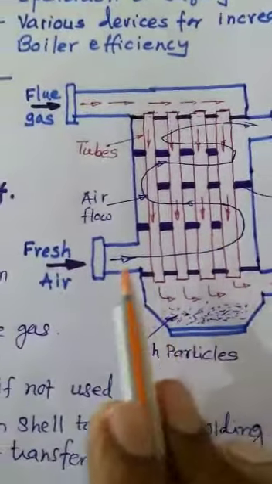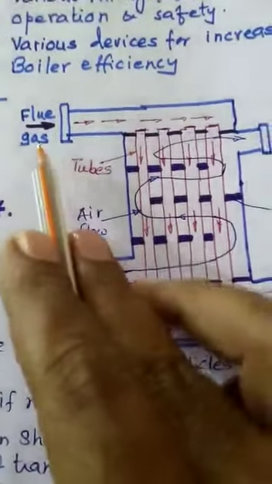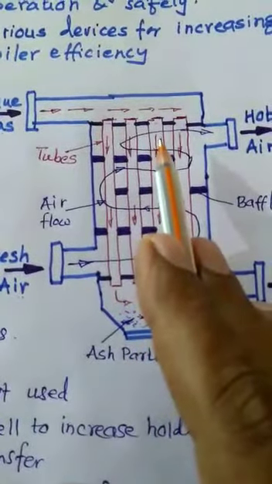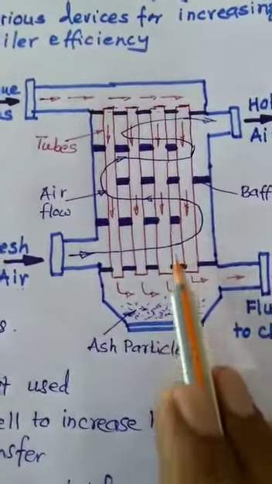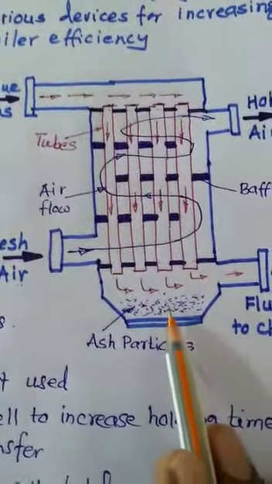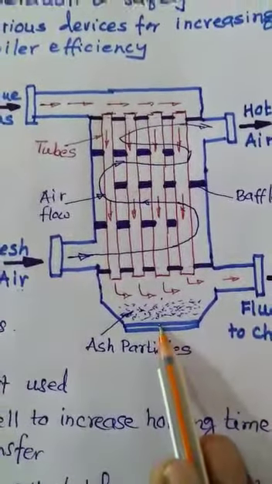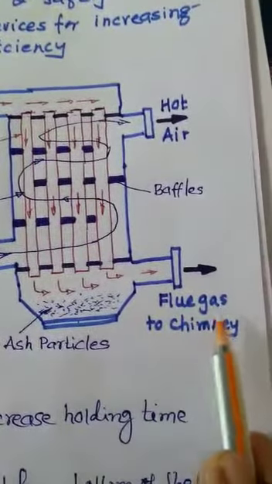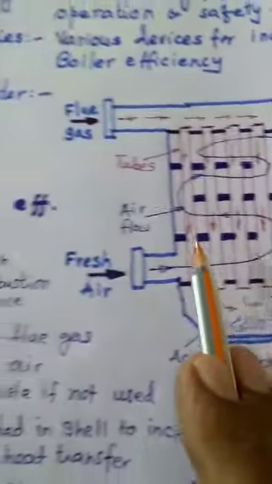So it is nothing but increasing the heat transfer between air and the flue gas. What exactly happens is, when the flue gases are flowing down through the vertical tubes, there are small ash particles, and from this opening they will be removed quite frequently, and the flue gas will go to the chimney as a waste. So this is the working I told you.